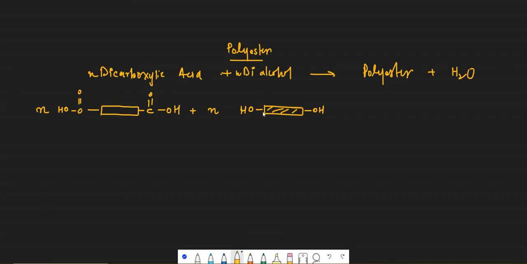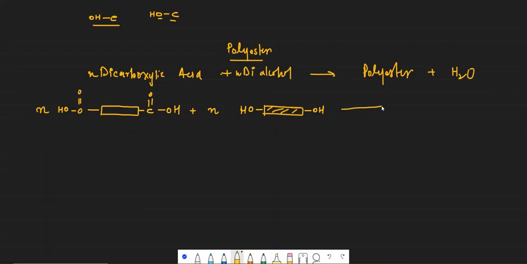Remember the OH: carbon is attached to O. Do not write it like this. You cannot write it like this, no, you cannot. You'll have to write it like this: O is attached to carbon, not H.